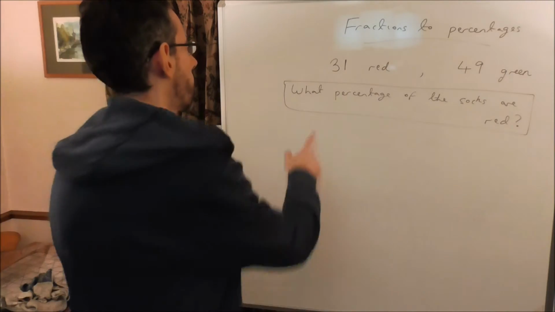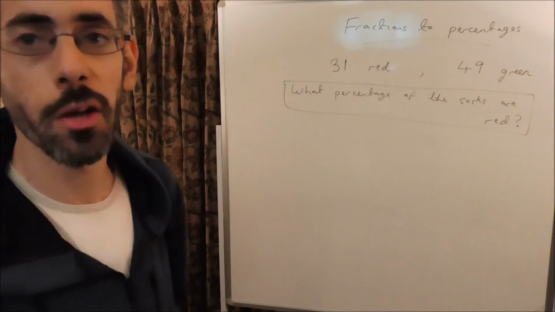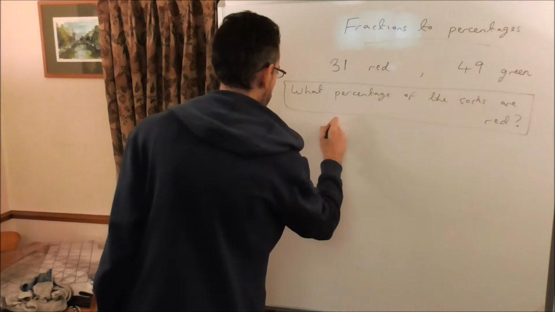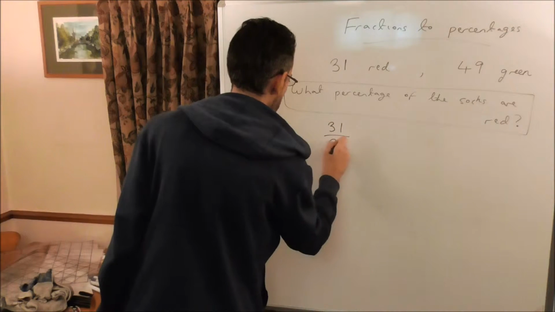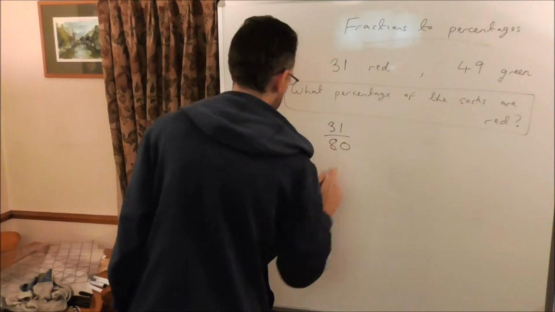So it's 31 red socks out of 80 socks in total. So let's write that as a fraction first. It's always good to write it as a fraction before we change it to a percentage. So the fraction that are red is 31 out of 80.